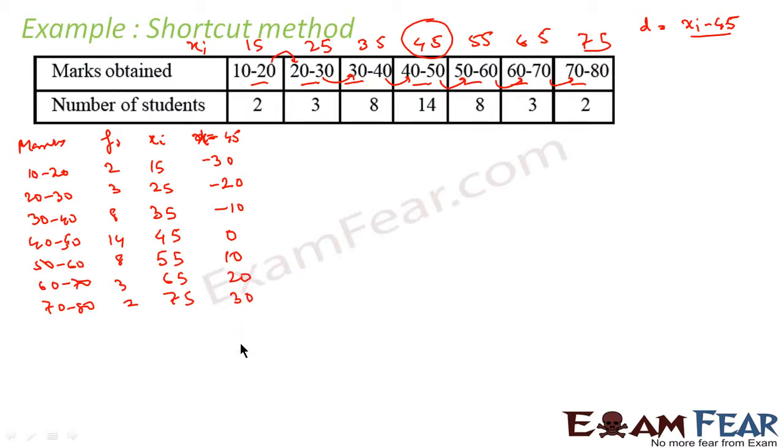So if you see, there is a common factor, that is 10. There is a common factor called 10 in all these values. So we'll say that h is equal to 10. Correct? So we'll say h is equal to 10. So we'll find D here.